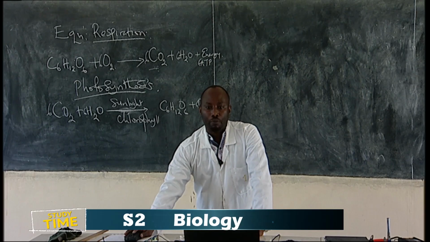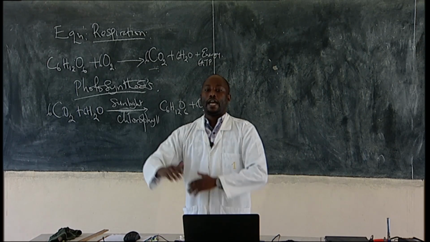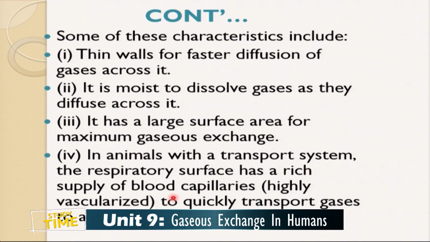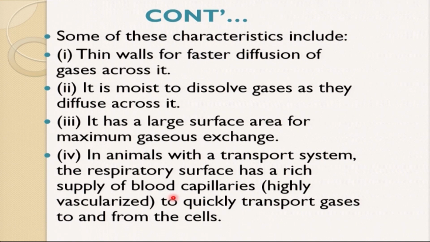The last one: in animals with a transport system, the respiratory surface is rich in blood capillaries. A high number of blood capillaries, that is, highly vascularized, quickens the transport of gases to and from the cell. So that is what I've been talking about, the characteristics that make gaseous exchange efficient in an organism.